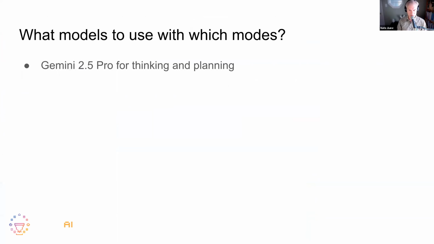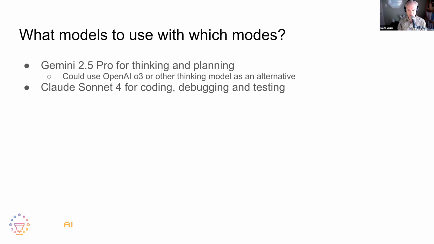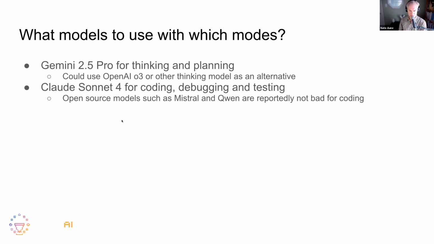What models am I using? I'm using Gemini 2.5 Pro for the thinking and planning. You could use OpenAI o3 or another thinking model if you want. It doesn't matter that much as long as it's a thinking model. Claude Sonnet 4 I found is the best for coding, debugging, testing. I've heard that these other open source models are getting better, but they're not quite at the level that Sonnet is yet. And if you want to go all open source, DeepSeek can also serve as a good thinking model.